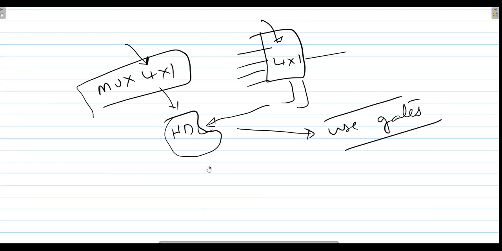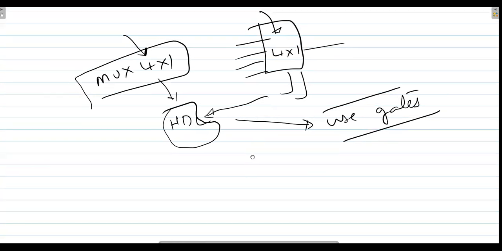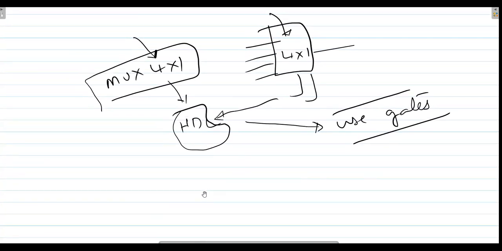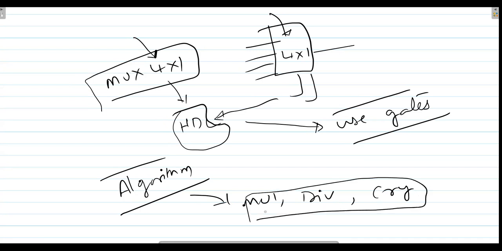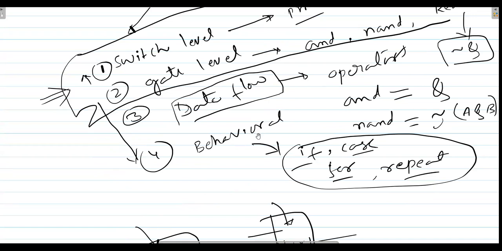So the answer here is that we are not going to use this as we grow further in our understanding and in the development of algorithms. When you are studying some algorithm, it may be a multiplication algorithm, a division algorithm, a cryptography algorithm, whatever it may be, we don't know what hardware is really required there. So at this stage we write using behavioral level modeling. This level we will use. Since it is the starting journey for you, you don't know what behavioral level is, so don't panic at this stage.